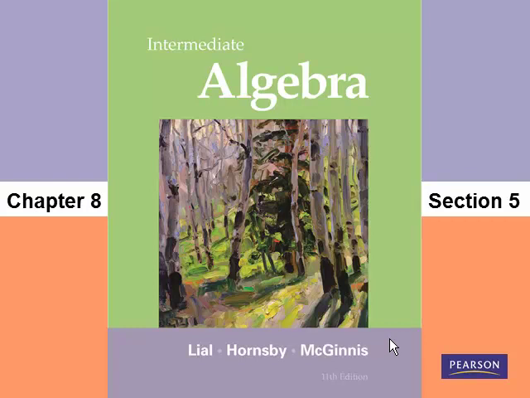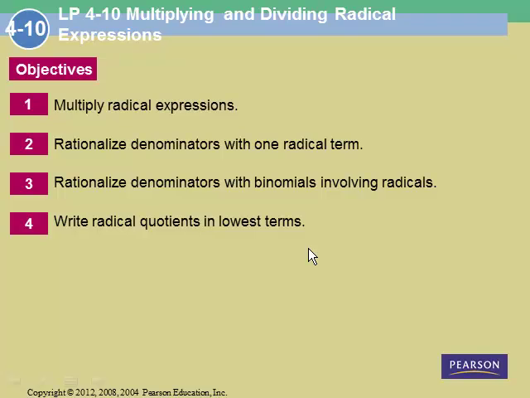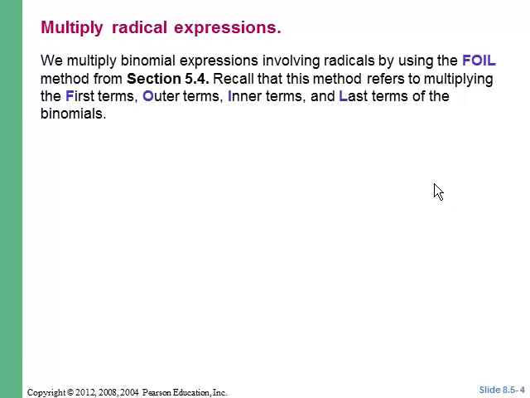All right, last time we worked on adding. Today we're working on multiplying and dividing radical expressions. To do that, sometimes you need to rationalize denominators, and sometimes you need to rationalize denominators that have binomials. So we're going to also write radical quotients in lowest terms. So how do you multiply radical expressions?